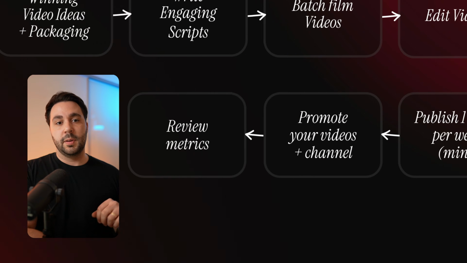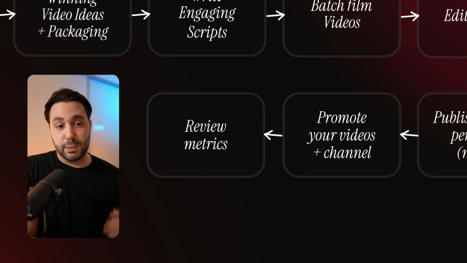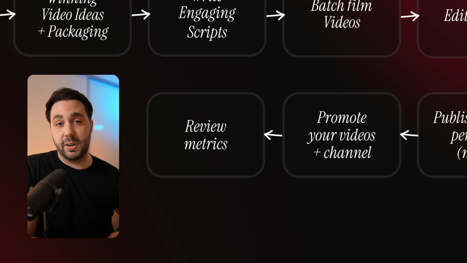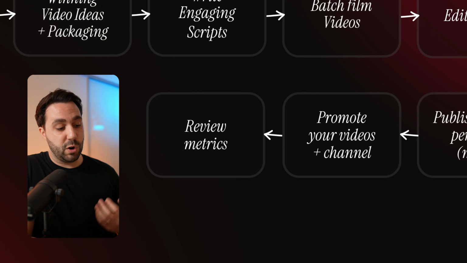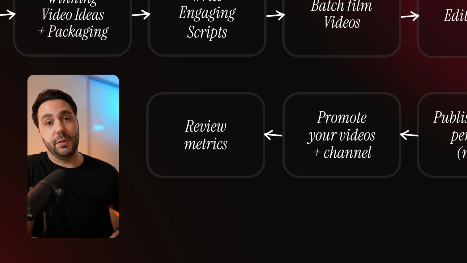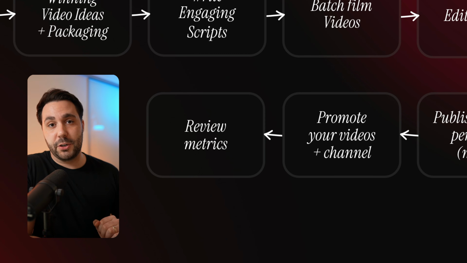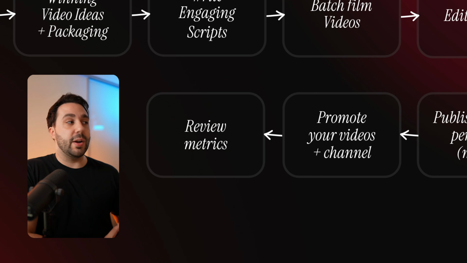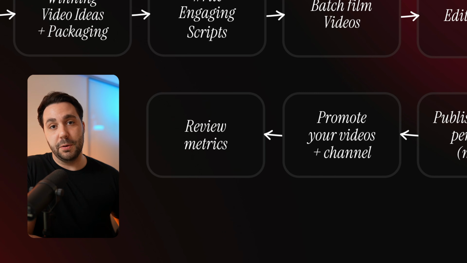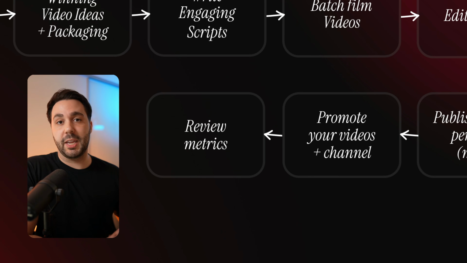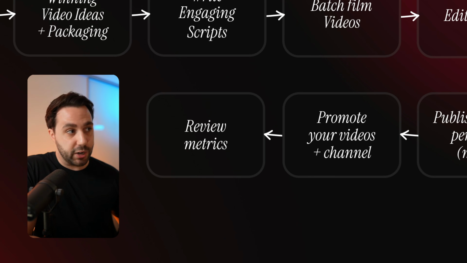Now, this is kind of the last part of the process, and realistically, I should have called this review metrics and continually optimize, because what you're gonna do here is check your metrics for things like click-through rate, average watch time, average view duration, your engagement metrics, all these things that will tell you whether your video is successful or not. You'll know by the views, of course, but you also want to see what percentage of people are actually clicking on that thumbnail and the title to watch the video.